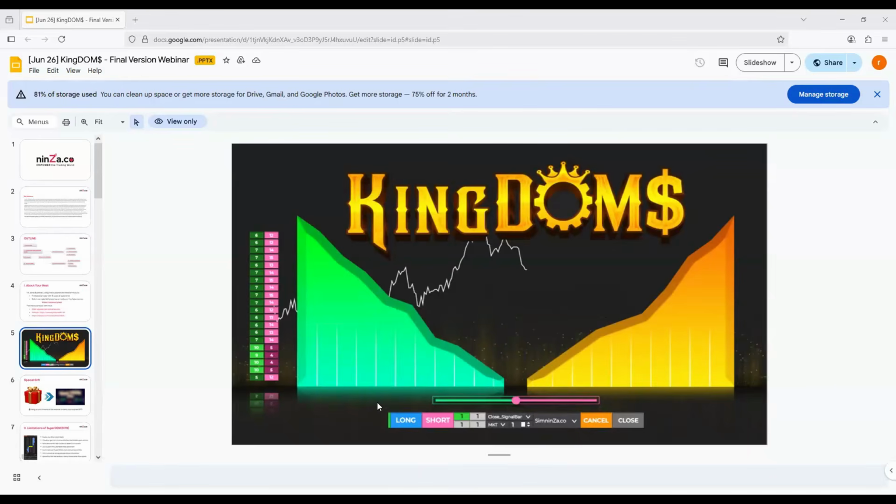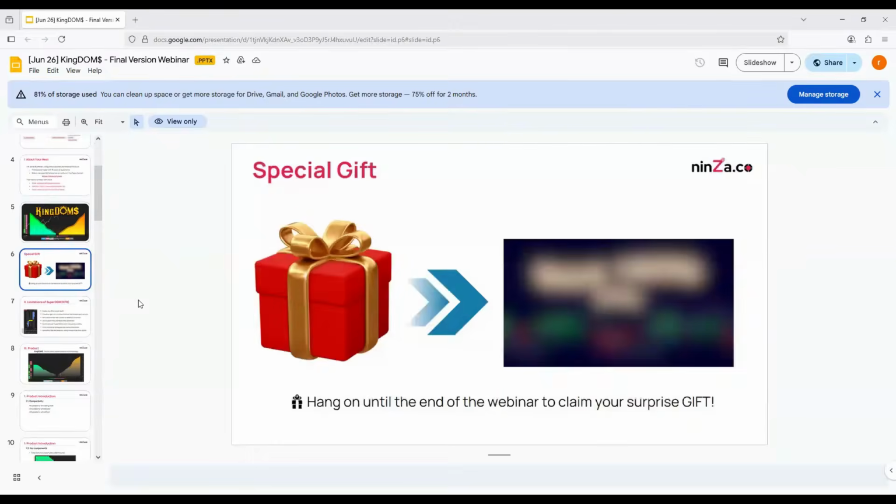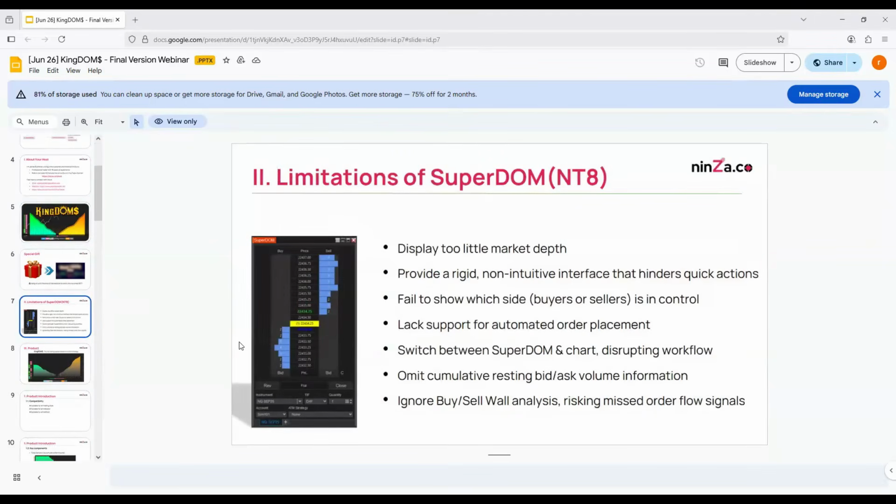Okay, so what is this? What's the point of using it? Well, the Superdome at level 2, basically, lists the incoming buy and sell orders. So eventually, if these buy and sell orders get executed, it would push the market up or down, depending on whether there are more buy or sell orders coming in at different prices. What this indicator does, and it looks like we're going to have a gift at the end, so stay to the end.